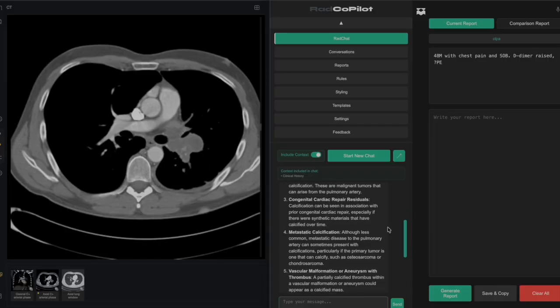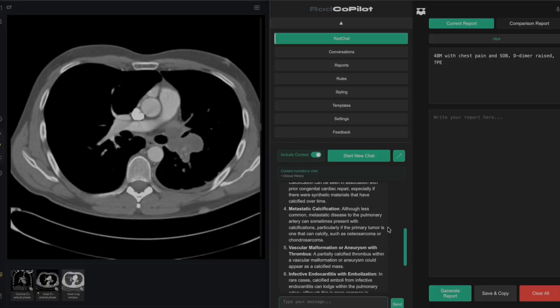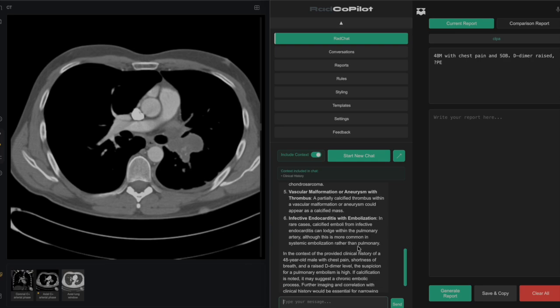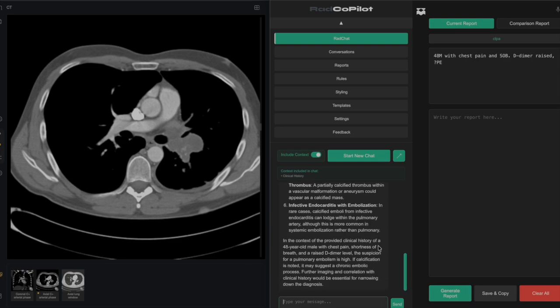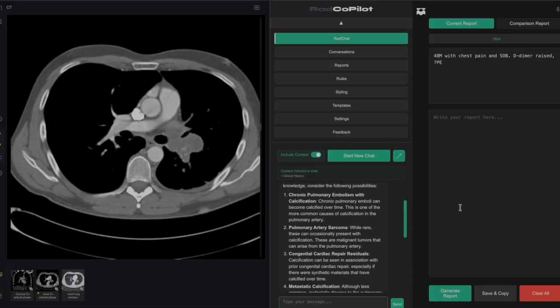A couple of other things to consider. Okay, so after congenital cardiac repair, wasn't in the history for this patient. Calcifying mets, again, we don't have a history of that in this patient, but could be worth considering. And then less likely causes, vascular malformations, of which we've got no evidence here, and maybe infective endocarditis, but I don't think that's a consideration here. So I think out of this list, we could probably think about pulmonary artery sarcoma first. But let's write a report.